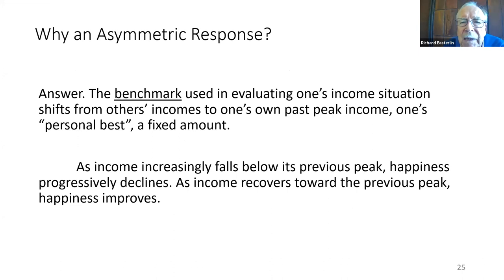So now we come to the basic issue, because we have a greater response to negative changes in income than positive. And the question is, why is this? Why do we get this asymmetric response? And the answer is, the benchmark that people use in evaluating a decline in income shifts from others' incomes, what's being used in the case of an increase in income, to one's own personal best income, a fixed amount, one's previous peak. So as income increasingly falls below the previous peak, happiness progressively declines, and as income recovers, happiness tends to improve. Next slide.